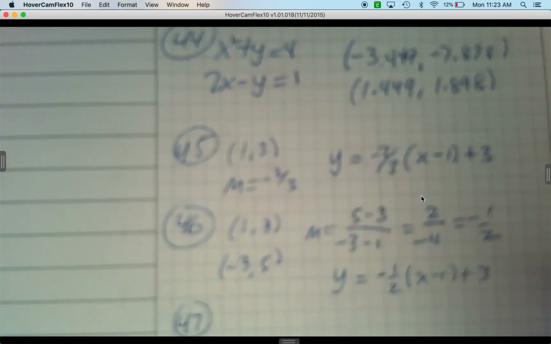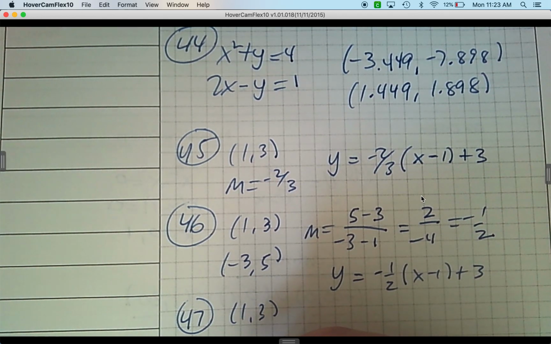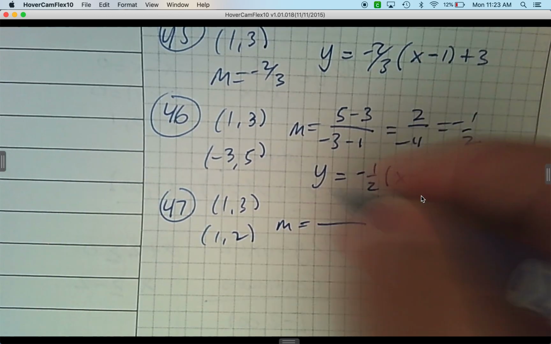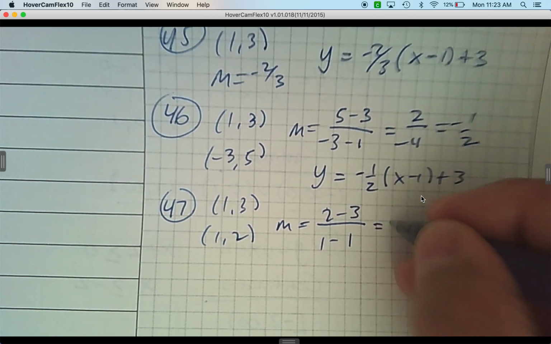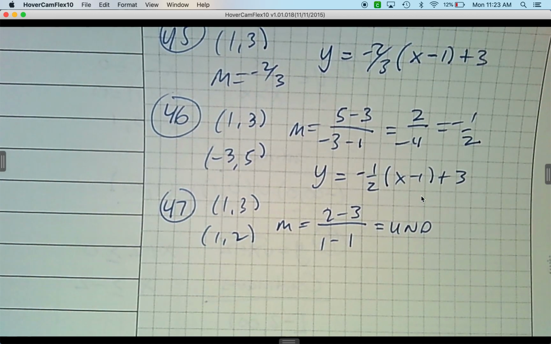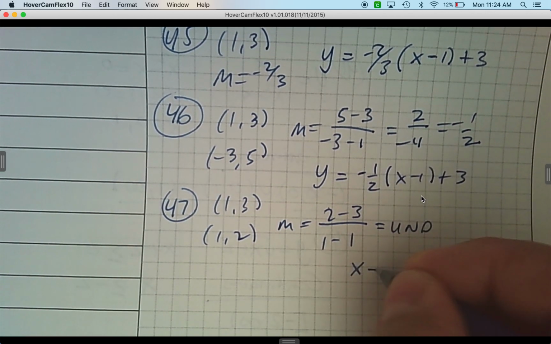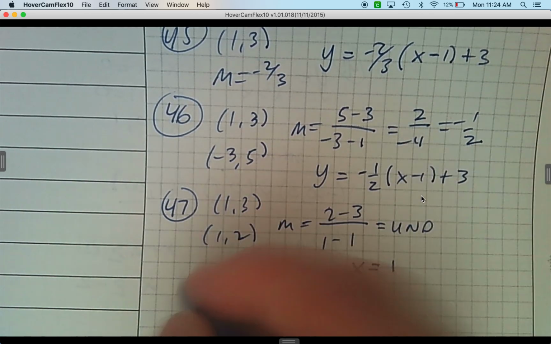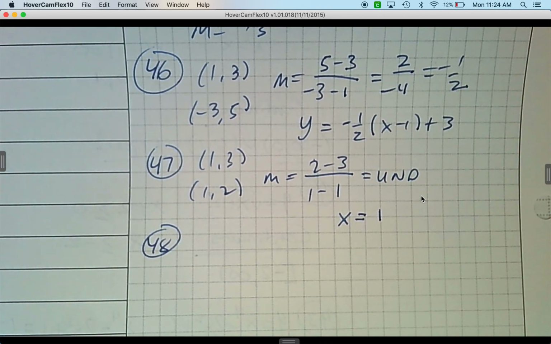47. Find an equation through those two. So 1, 3. And the other one is 1, 2. So the slope there, y2 minus y1 over x2 minus x1. So this one is undefined. And when you have a slope that's undefined, that means it's a vertical line. So the equation of a vertical line is x equals. And what does x equal? That'd be 1, and it's over. It's all algebra review questions.